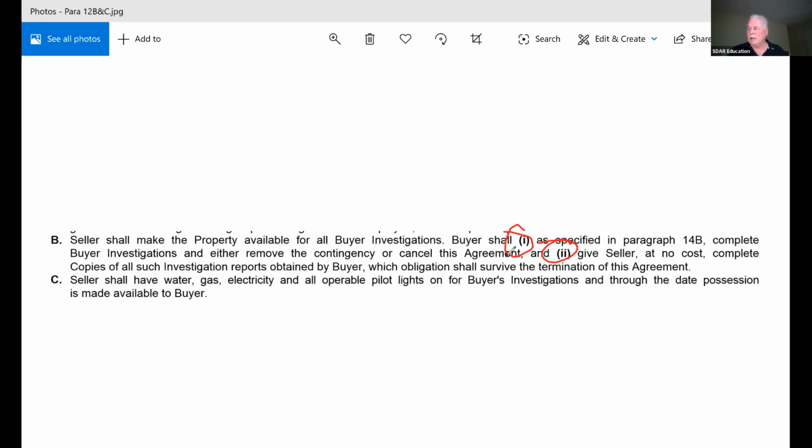Okay, all right. Which obligation shall survive the termination of this agreement? So if the buyer cancels, buyer number one cancels, especially because of information in the report, seller's entitled to that. So the buyer canceling doesn't say you don't have to do it.